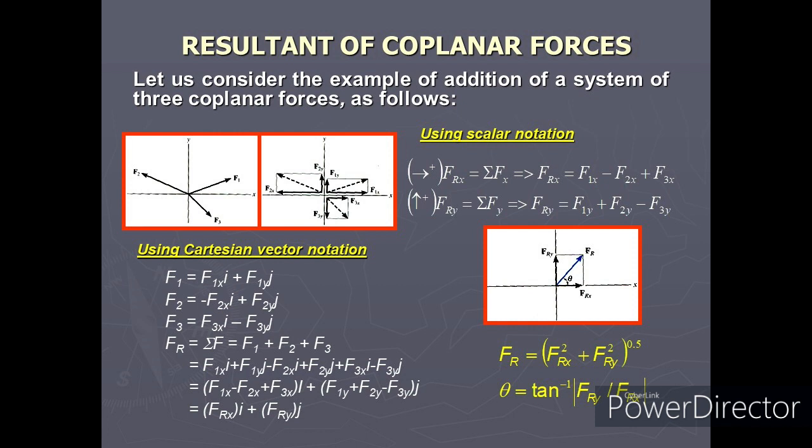Are you following? This is exactly what we did. F1 is F1x i plus F1y j. F2, this is minus because it's pointing towards the negative x direction. F3, this is minus because it's pointing towards the negative y direction. And then F1, F2, F3 have all been expressed in vector form. So how do we find the resultant? So in this case, since they are in vector form, we use the simplest way, which is just finding the summation.